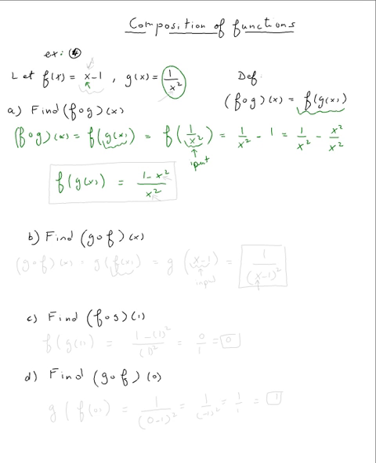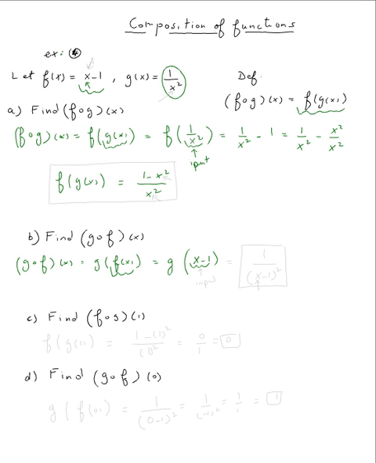Now how do we do g of f of x? Same thing. g of f of x, or g circle f of x, is just g of f of x. So we start from the inside, so f of x happens to be x minus 1. It's right here. And then how do we do g of x minus 1?